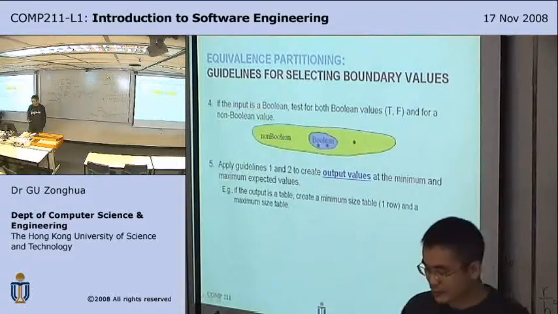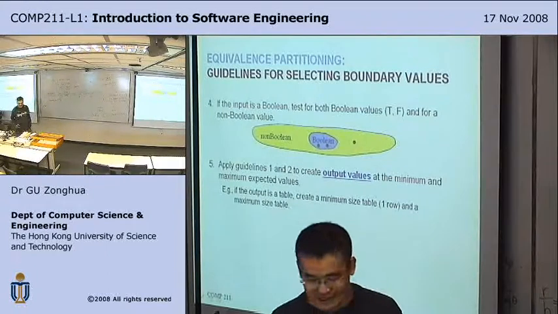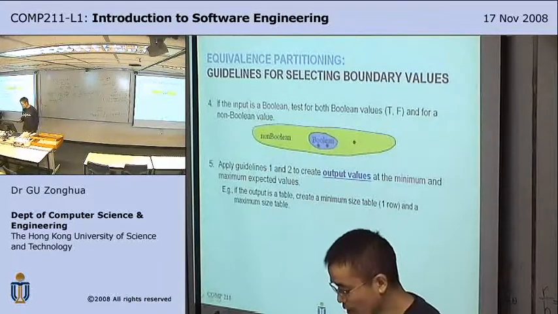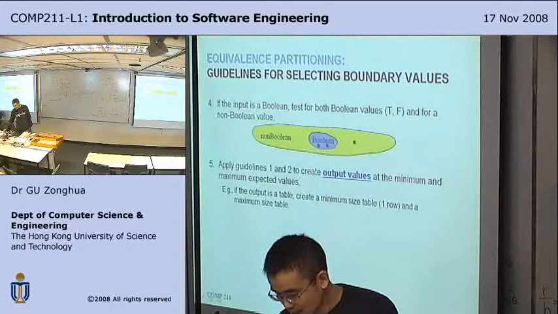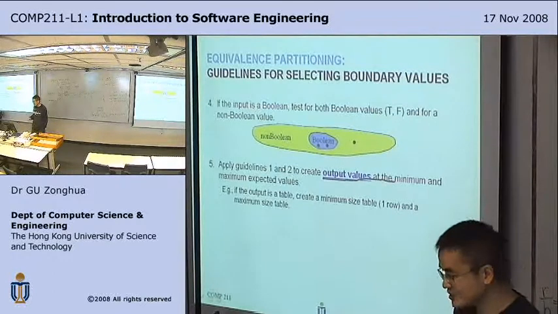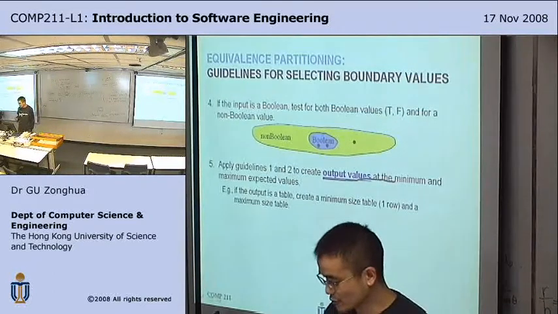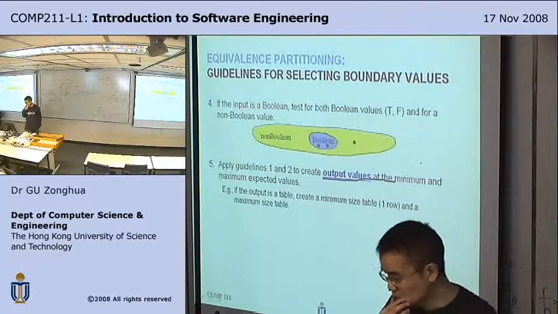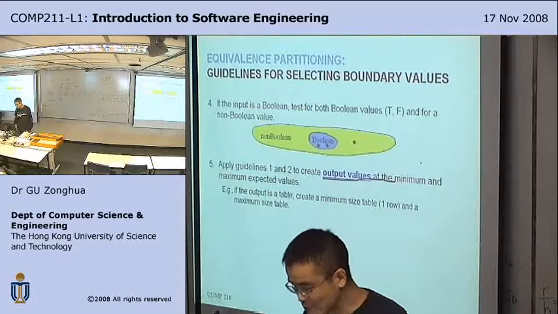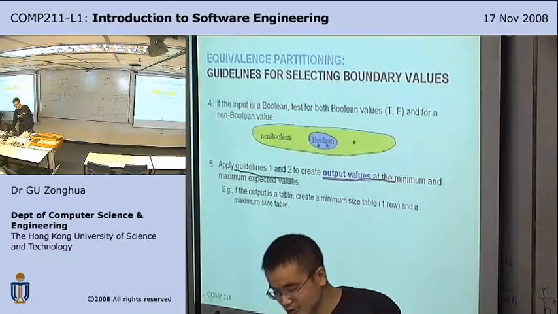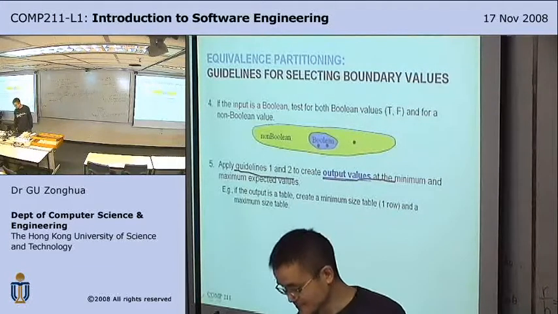So if the output is a table, then create a minimum size table and a maximum size table as defined in your problem. So create output values at their minimum and maximum expected values. In this case, it's perhaps not possible to create output values at the minimum -1 or maximum +1. So that's the difference between creating output values versus input values. Just apply guidelines 1 and 2, except you only create valid outputs.